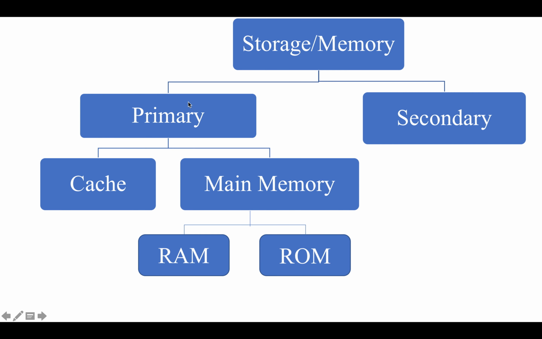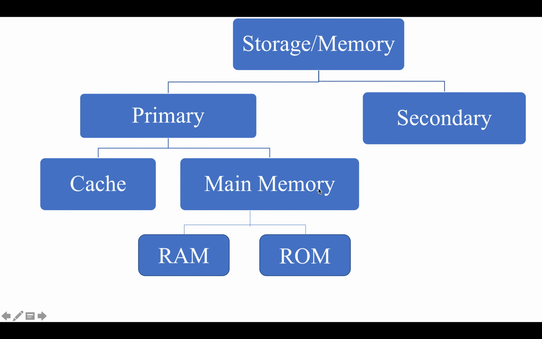Computer memory is classified into primary and secondary memory. Primary memory has direct access to the processor. Secondary memory has indirect access to the processor. Primary memory is further classified into cache and main memory. Cache is the fastest type of memory used to store the information that is used by the CPU frequently, and it works as a buffer to store temporary data between the processor and the main memory.